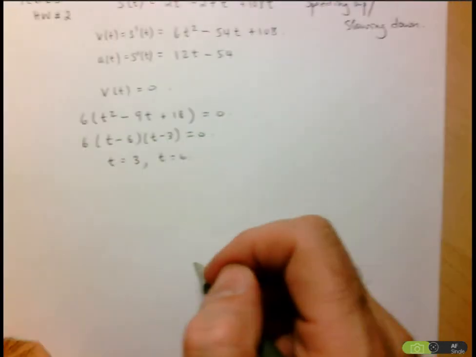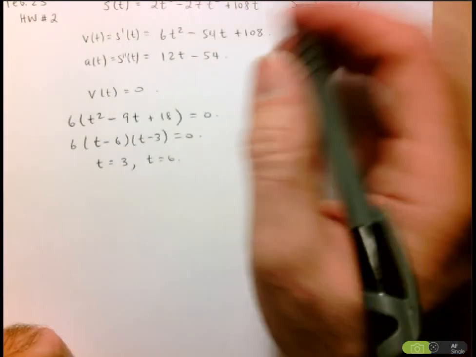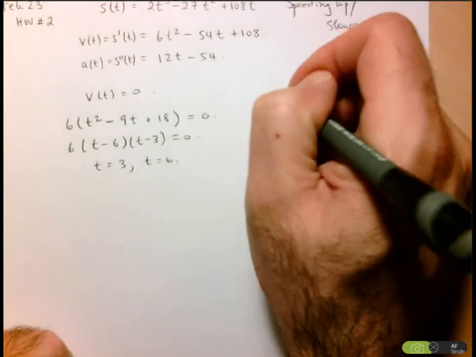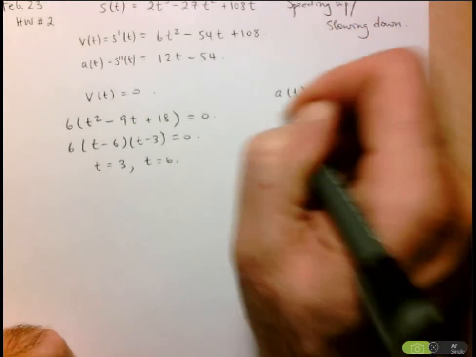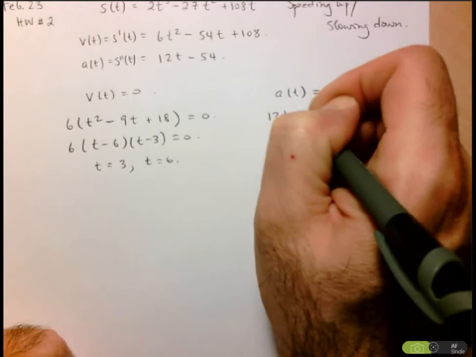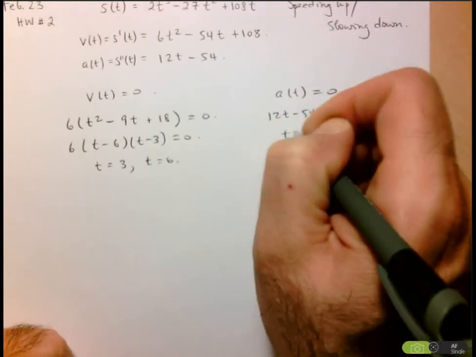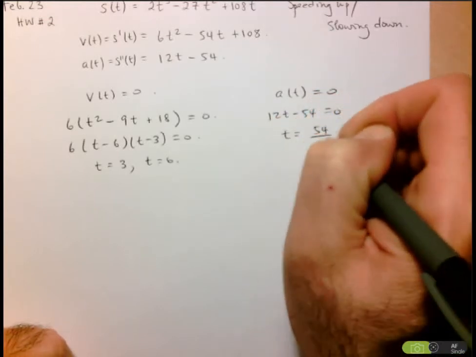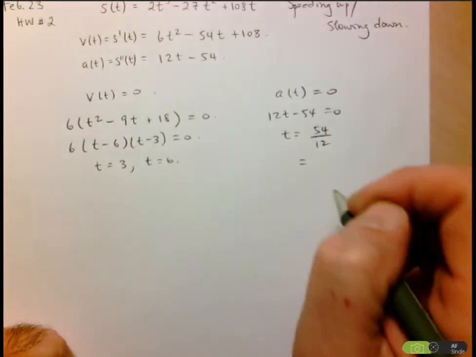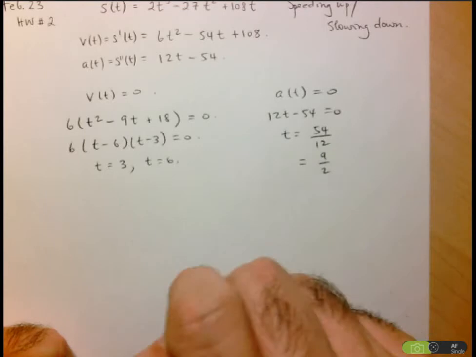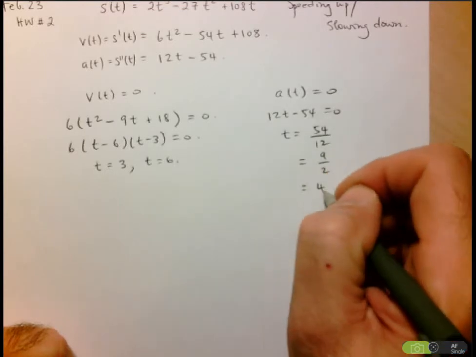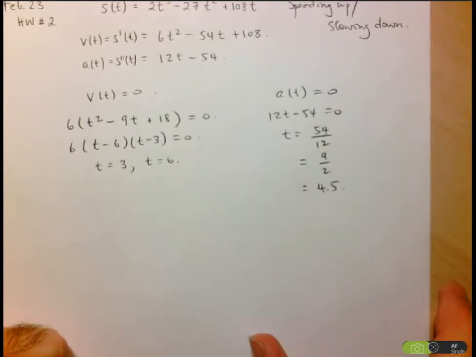Let's do the same thing now with the acceleration function, since we need to know the sign of the acceleration function. So a equal to 0: 12t minus 54 equals 0. So t is equal to 54 over 12. That's both divisible by 6, so 9 over 2, or I'll use 4.5 in my diagram.